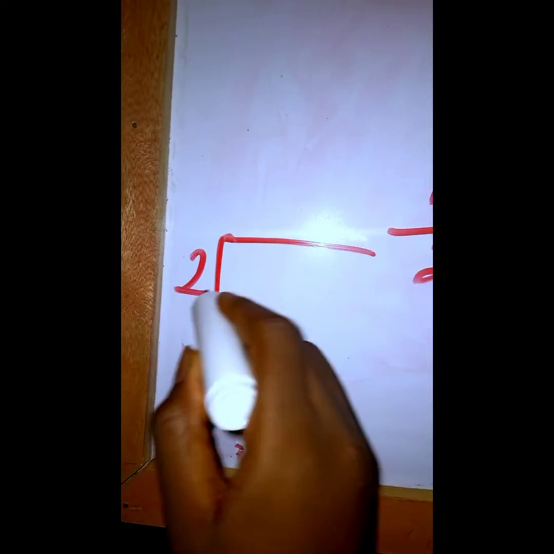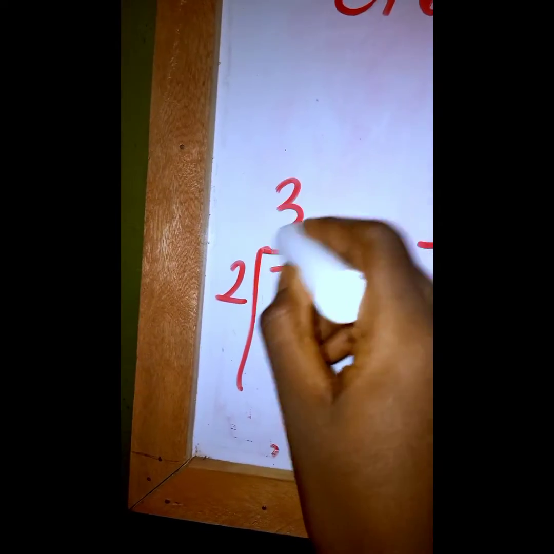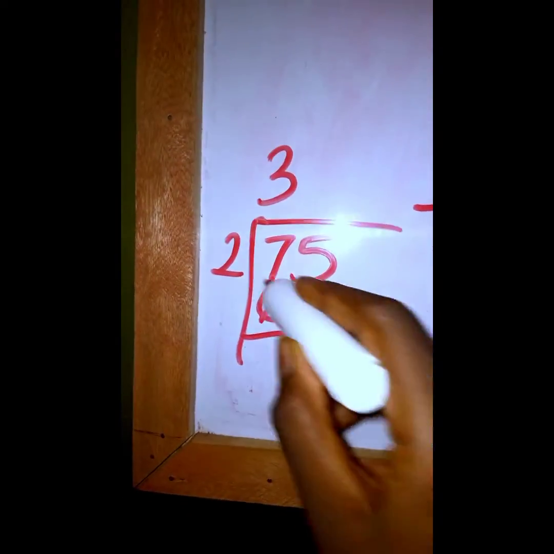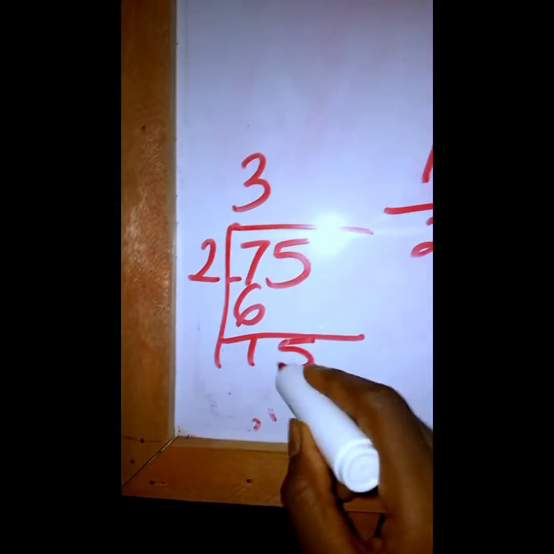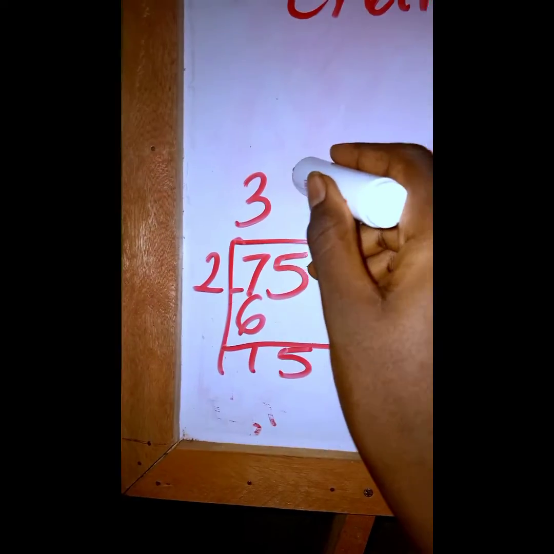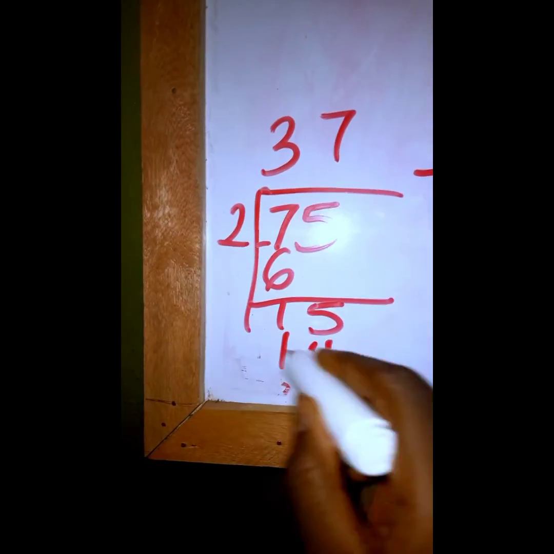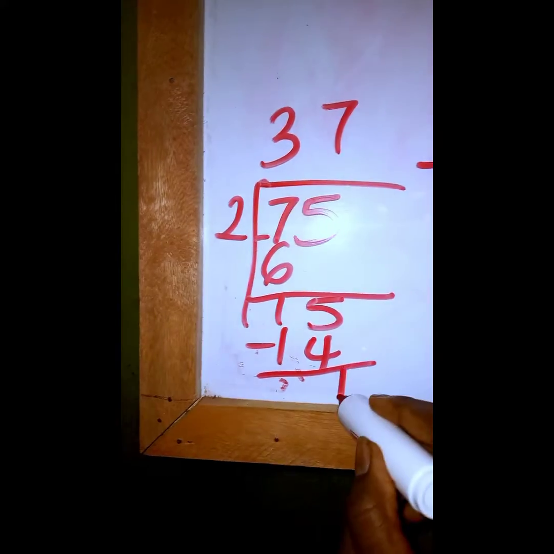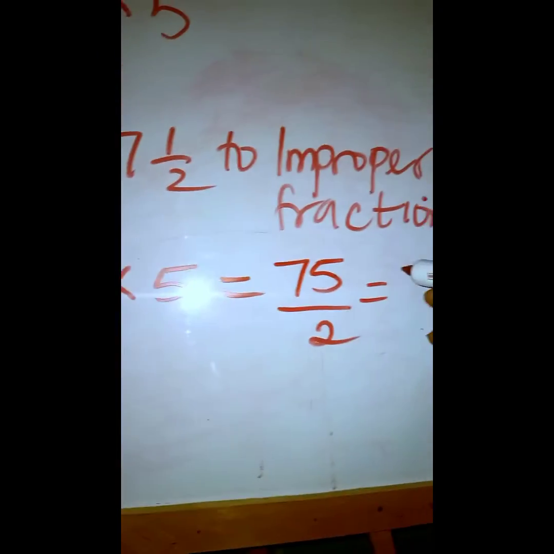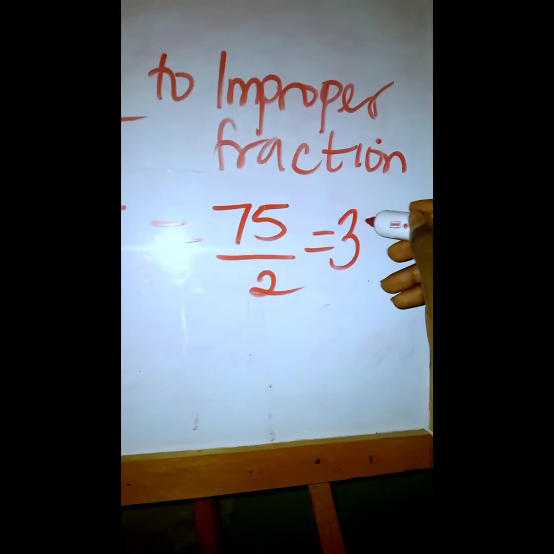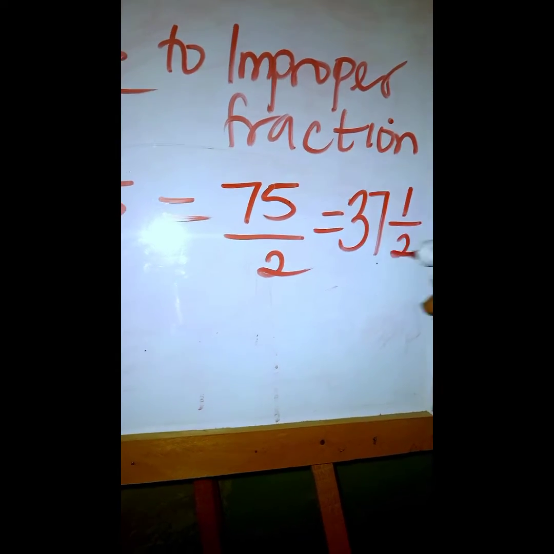So you have 2 in 75. How many 2s can you say in 7? That's 3, 6. You subtract, you have your 15. How many 2s can we say in 15? That's 7. We have 14. When you subtract, you have remainder 1. So our final answer becomes 37 whole number 1/2.